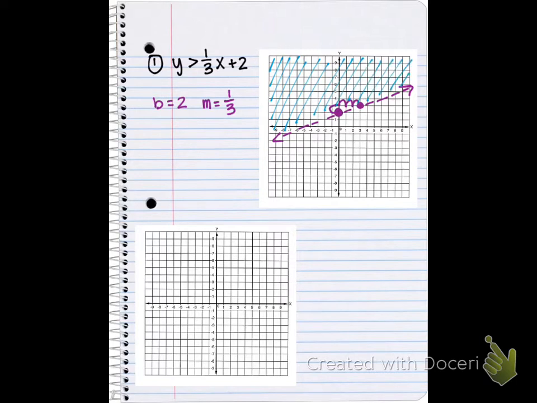And this picture here, this graph, is representing the inequality y is greater than 1/3 x plus 2. So we're showing the solution here on our graph for this line. Since it's greater than 1/3 x plus 2, we shade everything above that line.